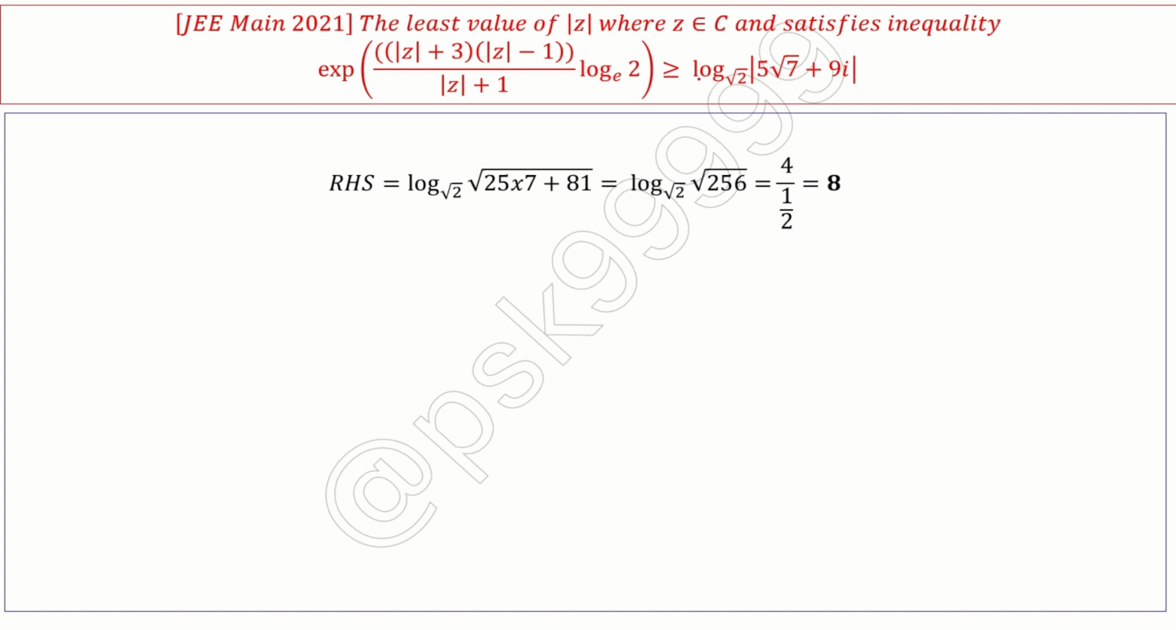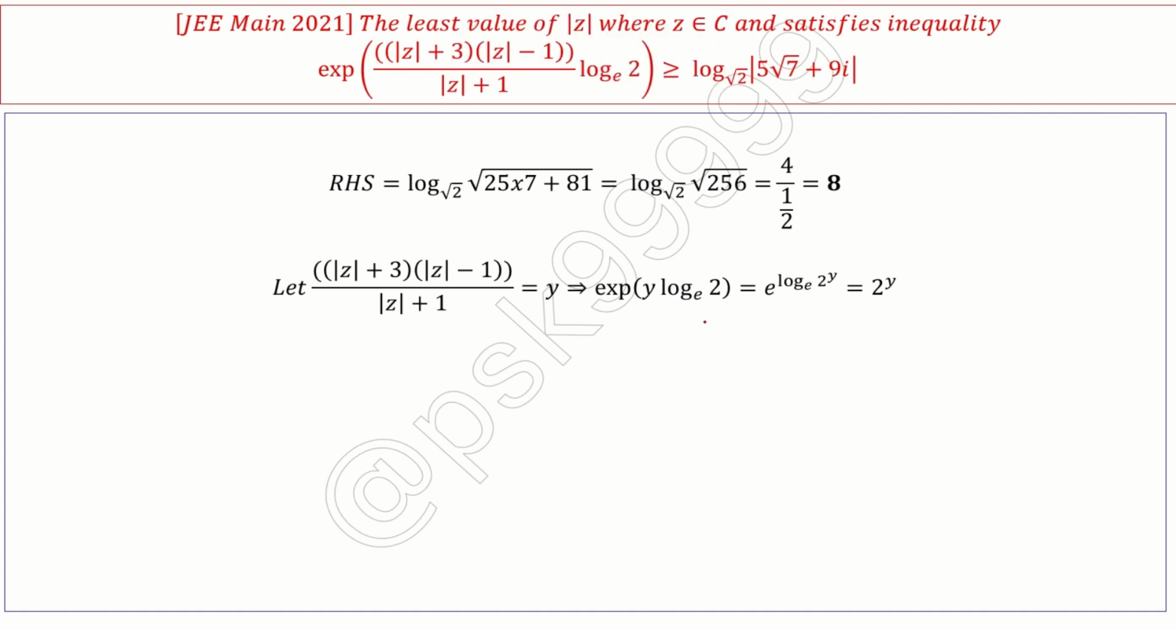So this whole expression is greater than or equal to 8. Correct? Now instead of reading this every time, let's call this expression y. If this is y, this expression is exponential of y log 2 to the base e, which is nothing but e to the power of log e 2 to the power of y. Okay, product, right? So which is nothing but 2 to the power of y. So this whole LHS is nothing but 2 to the power of y. So 2 to the power of y is greater than or equal to 8, which means 2 to the power of 3, which means y is greater than or equal to 3, right? So now my y, this whole expression, is greater than or equal to 3.